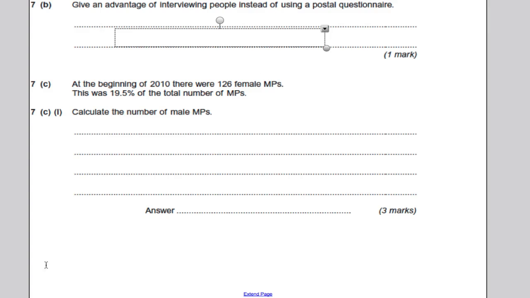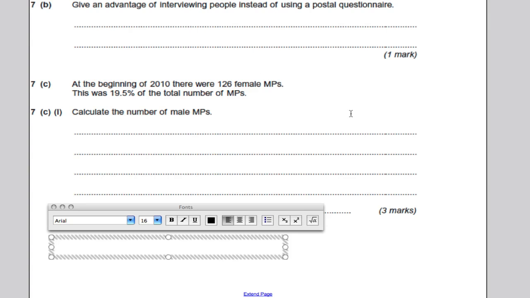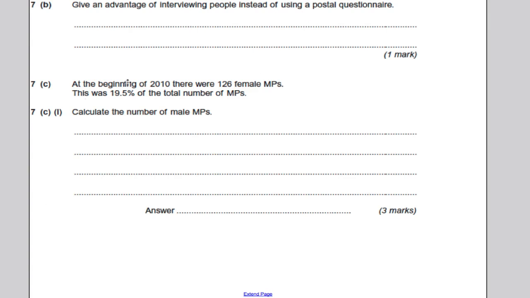Next question, give an advantage of interviewing people instead of using postal questionnaires. Lots of different things we could have said here. Cheaper, faster, more reliable. So that's what I've said. It's cheaper, quicker, or you're more likely to get a response. People could ignore the postal questionnaire.